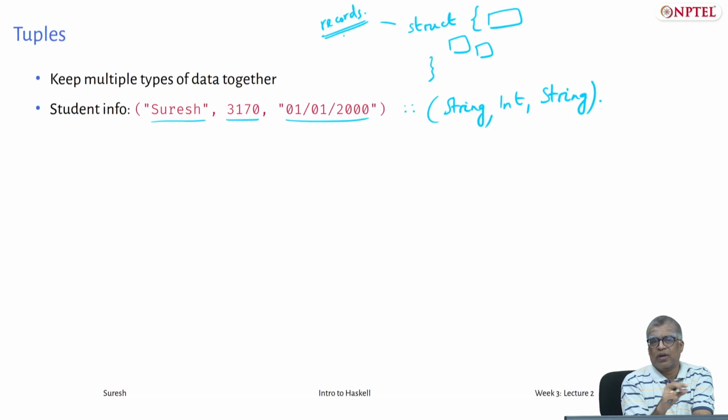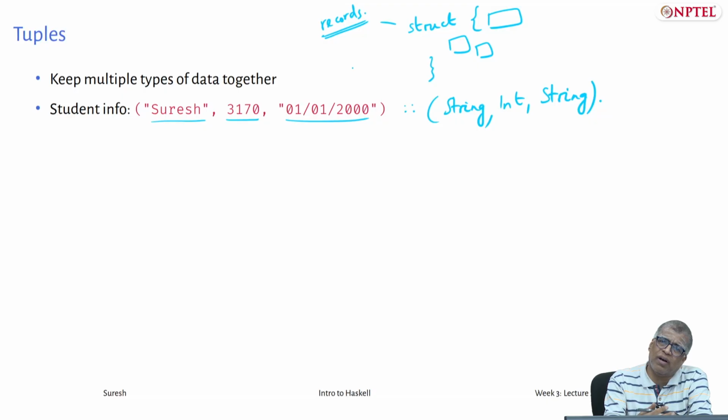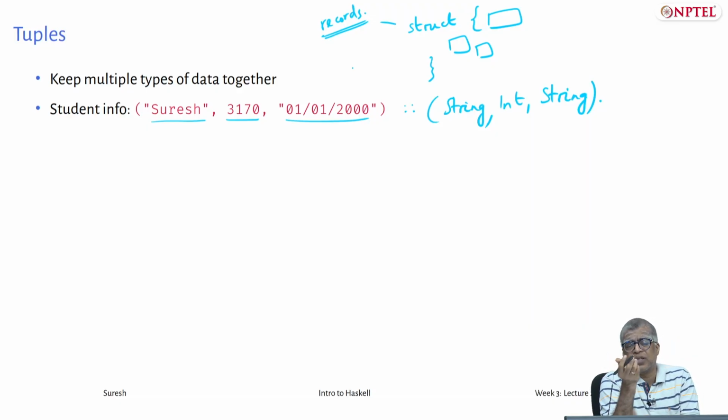Each line corresponds to a student, and you are storing various information, right? So this is also called a record, and at the very primitive level you can represent that using tuples in Haskell. And tuples are very simple, very convenient, because you can have functions that return tuples like div mod, etc. And that's very useful to return two pieces of information together.